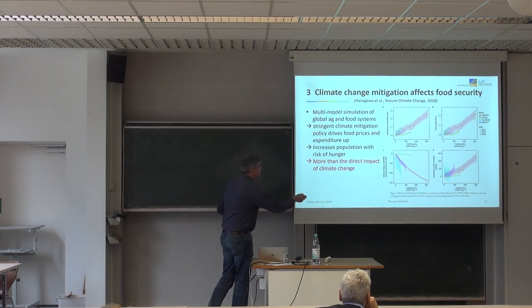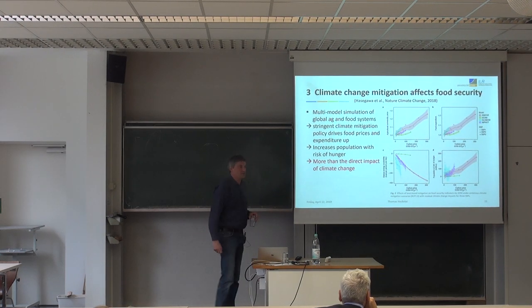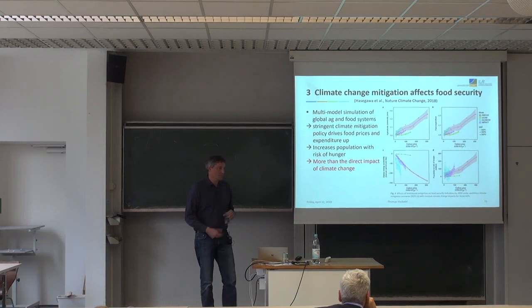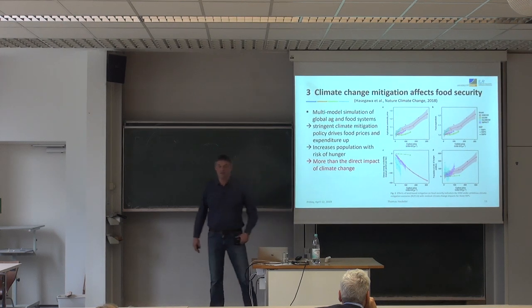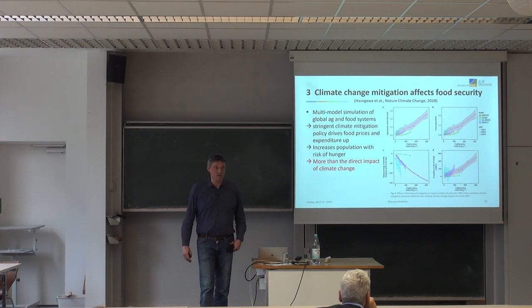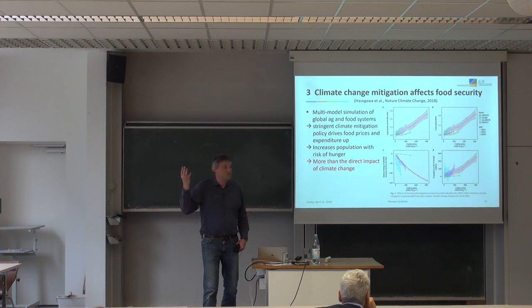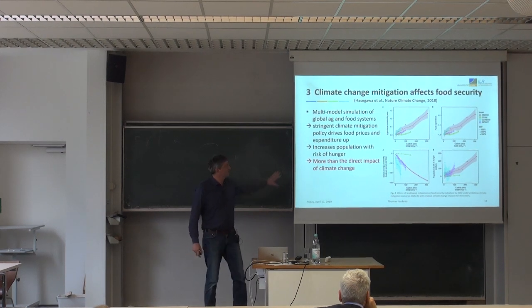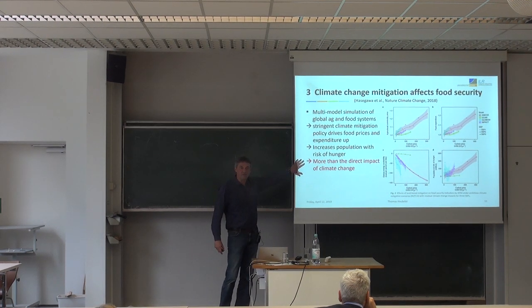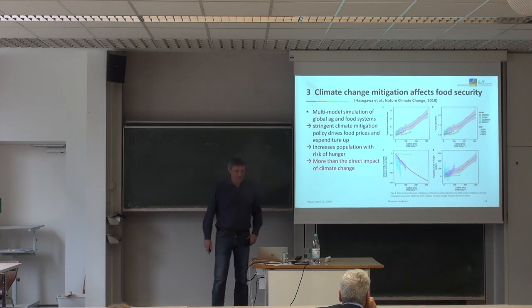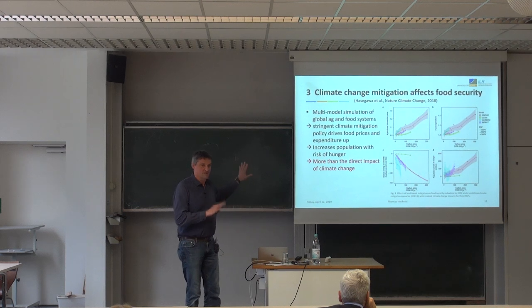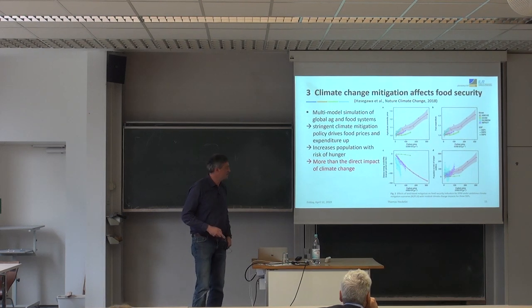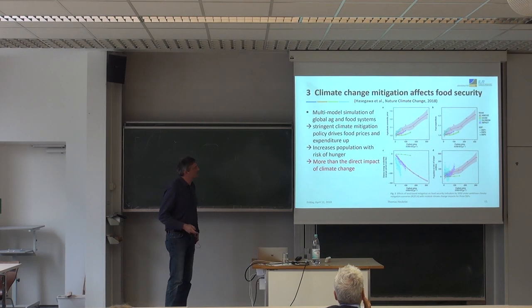So the interesting thing about that, it's more than the direct impact of climate change. The food security impact of that mitigation, driving up the cost of agricultural production and thereby the food prices, will actually have a negative impact that's stronger than the climate change itself. Now, there are all kinds of caveats and limitations, maybe we can discuss later, but that's the main message.